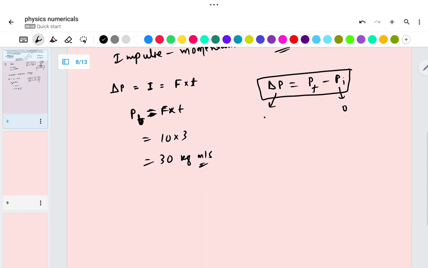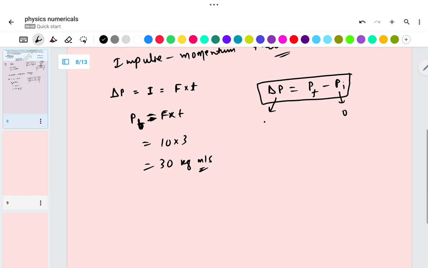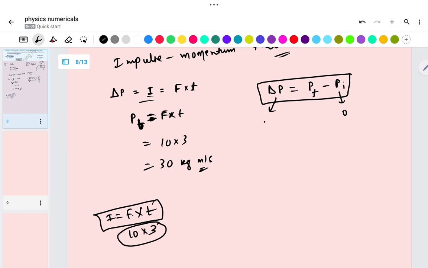So directly you can remember like this: impulse momentum theorem, change in momentum is equal to the impulse. Then impulse is equal to force into time. Force is 10 Newton, time is 3 seconds, therefore 30 kg meter per second.